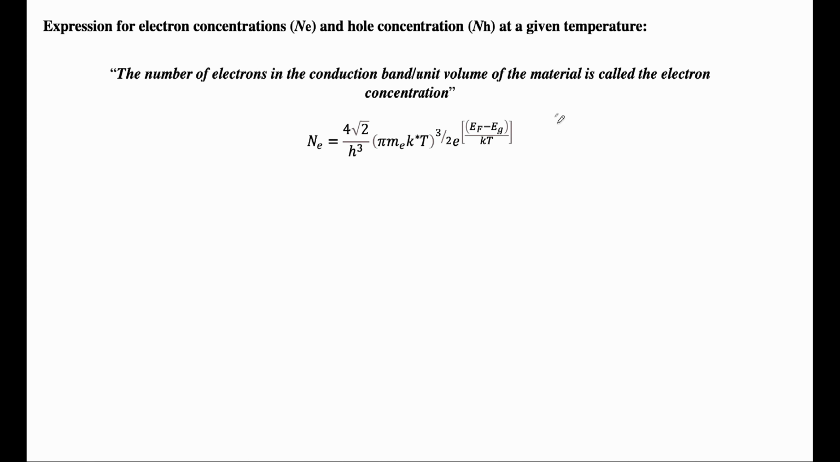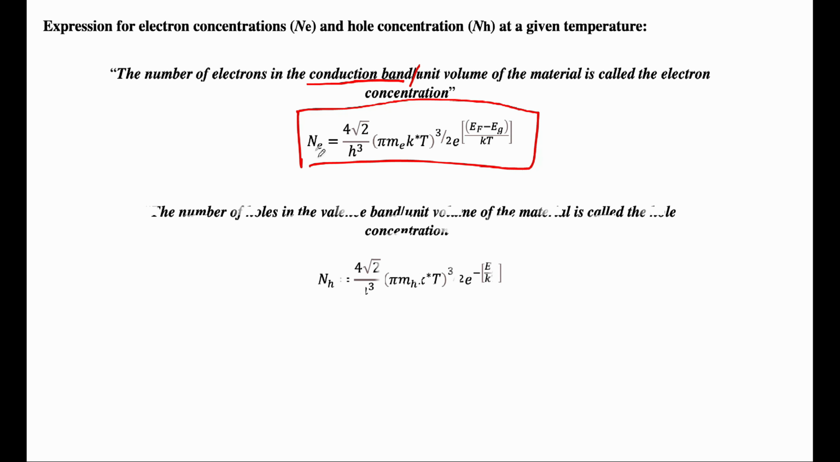Now, as per the syllabus, here we are just mentioning the electron concentration equation and hole concentration equation at a given temperature. So let us start with electron concentration. The definition for electron concentration is: the number of electrons in the conduction band per unit volume of the material is called electron concentration, because electrons will be there in the conduction band. Per unit volume is the electron concentration, and this is the equation which we are getting here.